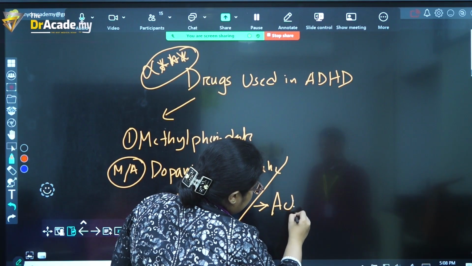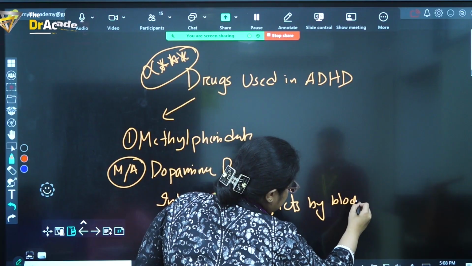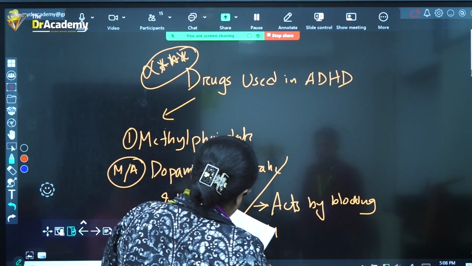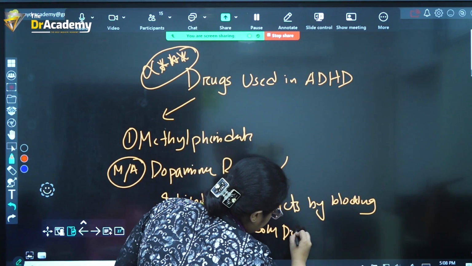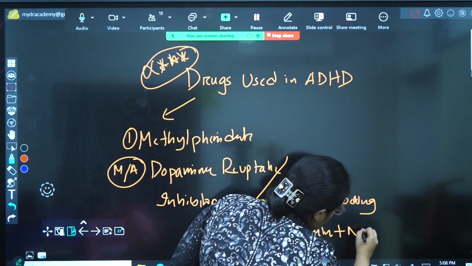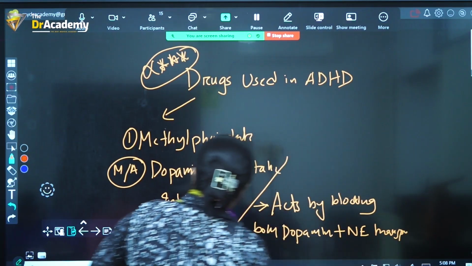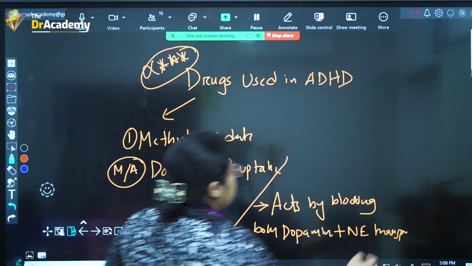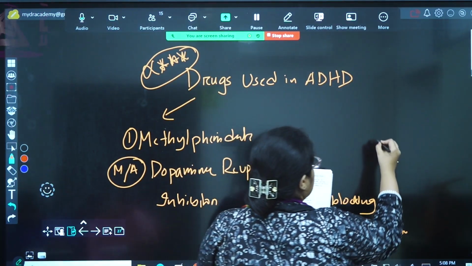It acts by blocking both dopamine transporter and norepinephrine transporter. Dopamine plus norepinephrine transporter, okay? Ultimately, it increases the concentration of dopamine and norepinephrine.